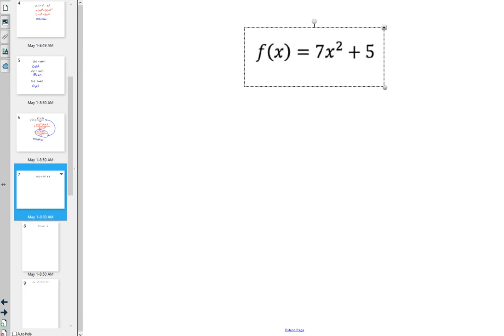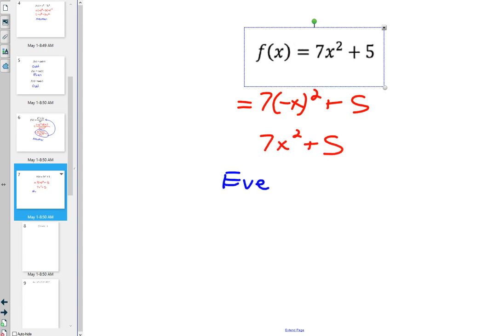Go ahead, Martha. Martha says even. Let's see if we change that to negative x. The square makes the negative positive, and it does end up looking the same, so Martha is correct. Three cheers for Martha. Hip, hip, hooray.